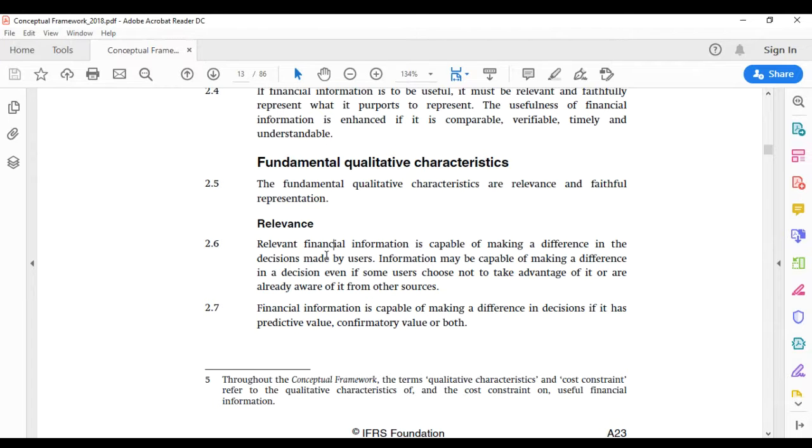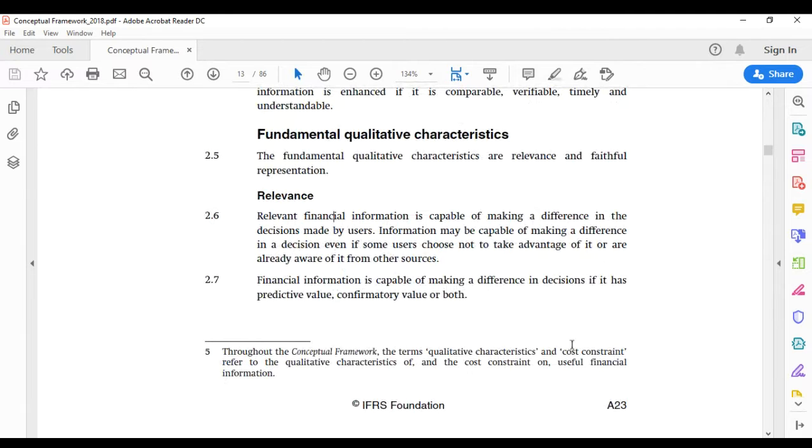So when it comes to relevance, they say relevant financial information is capable of making a difference in the decisions made by the users. We're also going to look at materiality a little bit later, because materiality does have an influence on relevance as well. Information may be capable of making a difference in a decision, even if some users choose not to take advantage of it, or are already aware of it from other sources. This is the important paragraph that we need to highlight.